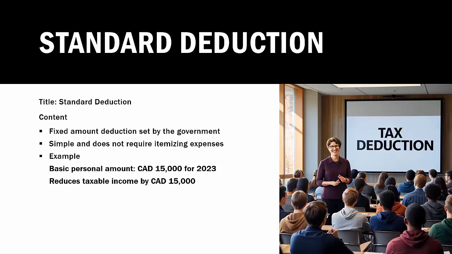Example: in Canada, there isn't a traditional standard deduction as seen in some other countries, like the United States. However, there are basic personal amounts and other non-refundable tax credits that function similarly by reducing taxable income. For instance, the basic personal amount for the 2023 tax year is $15,000. This means every taxpayer can deduct $15,000 from their income, reducing their taxable income by that amount.